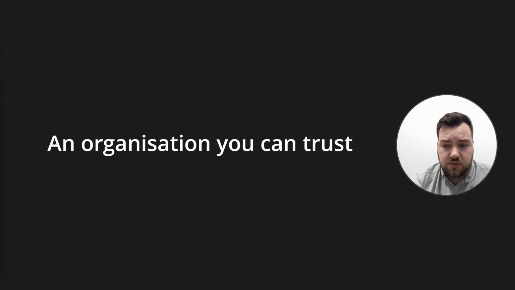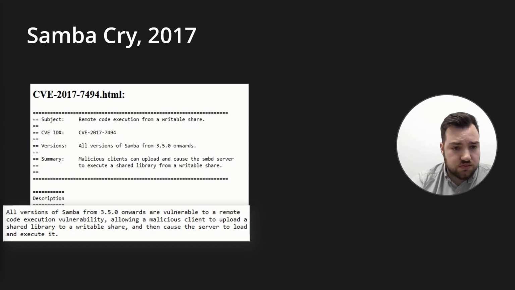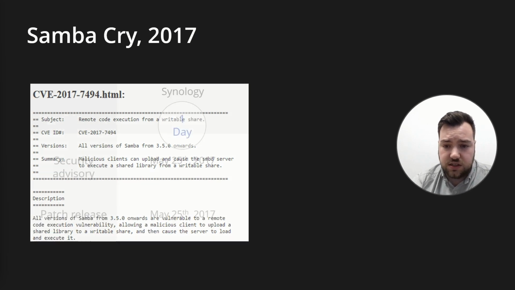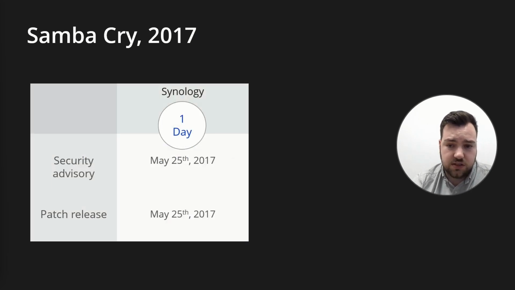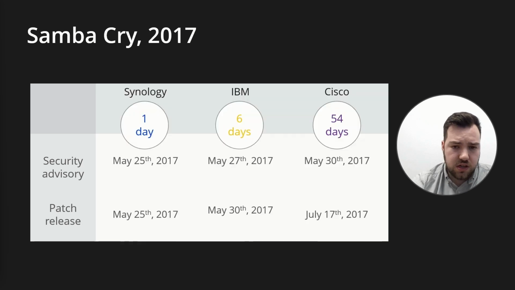Well, in 2017 we had WannaCry, which created a massive vulnerability and it affected many workplaces. If you're using Synology back then, I'm sure you would have seen there was a fix within one day. Now if we compare this with some big companies, it took IBM 6 days to turn around a fix, and Cisco a scary 45 days before they had a solution to the problem.